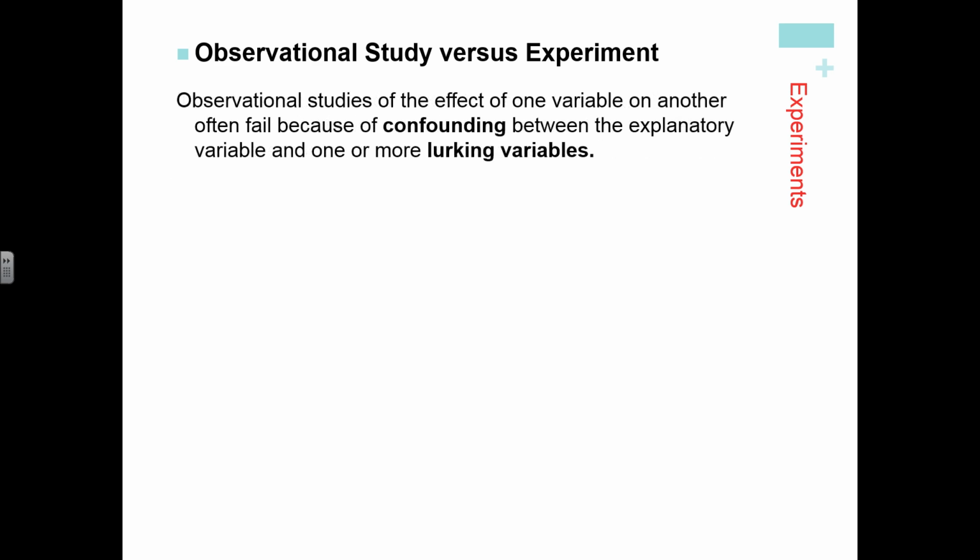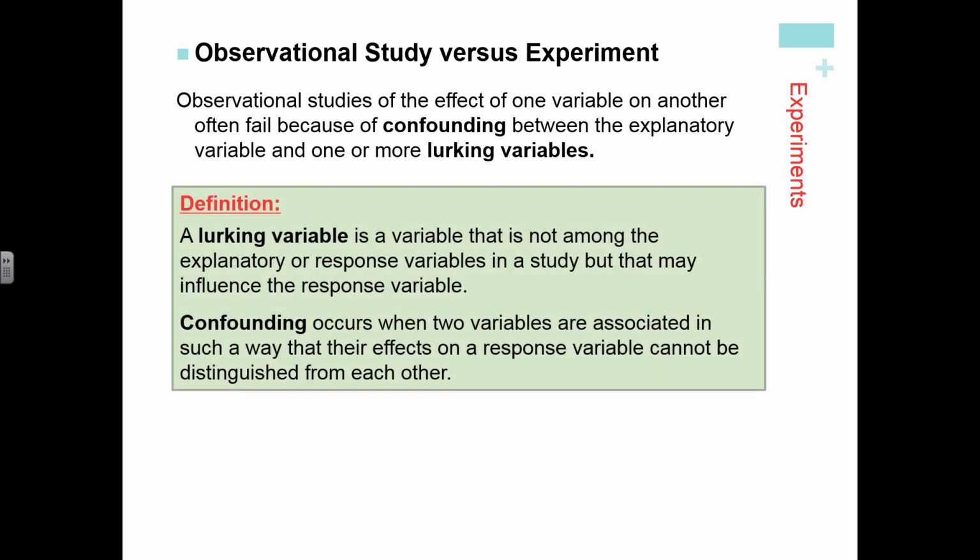Alright, so oftentimes we don't really like to use observational studies because what happens is a lot of times we have other outside variables that are affecting the study. These variables are called confounding when the two variables that you're looking at are associated in some way where we can't measure or we can't determine what their causes on what we're looking at.